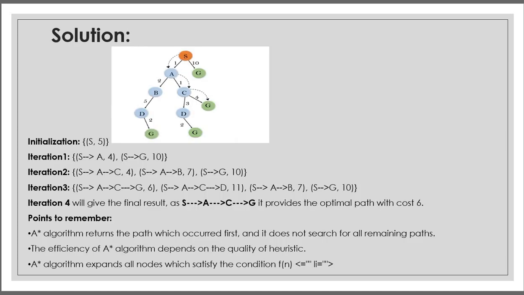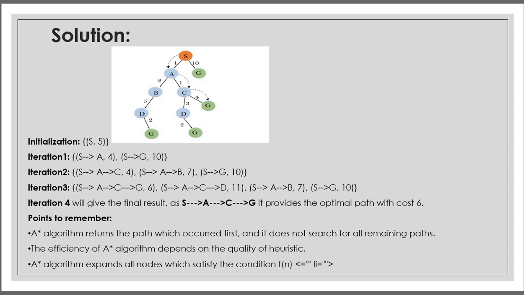The solution of the above problem is this. The initialization is S, 5. Iteration 1: S A 4, S G 10. Iteration 2: S A C 4, S A B 7 and S G 10. Iteration 3: S A C G 6, S A C D 11, S A B 7, S G 10. Iteration 4 will be the final result as S A C G. It provides the optimal path with the cost 6.